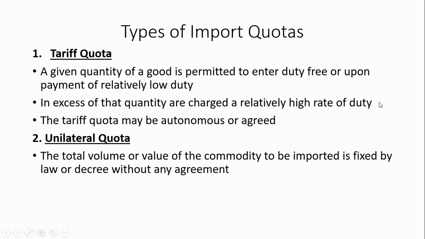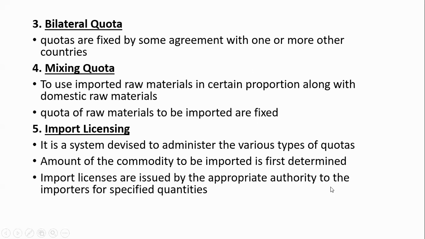Next, bilateral quota. Bilateral quota is also fixed by some agreement with 2 or more other countries. This is called agreed quotas by Haberler. Haberler called this type of quota as agreed quota. These are fixed by bilateral negotiation.